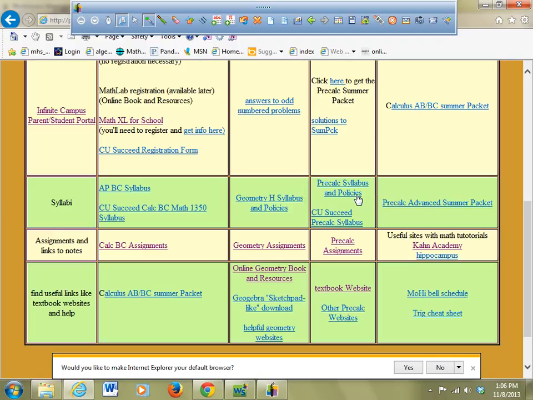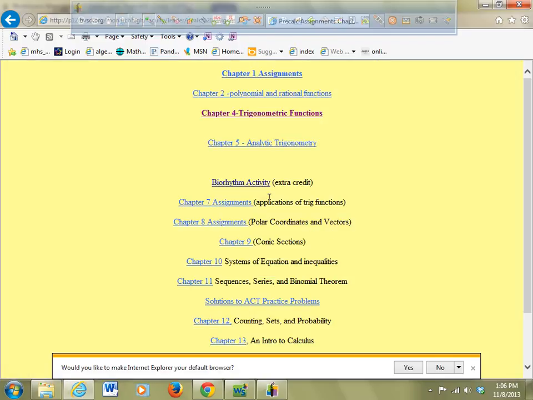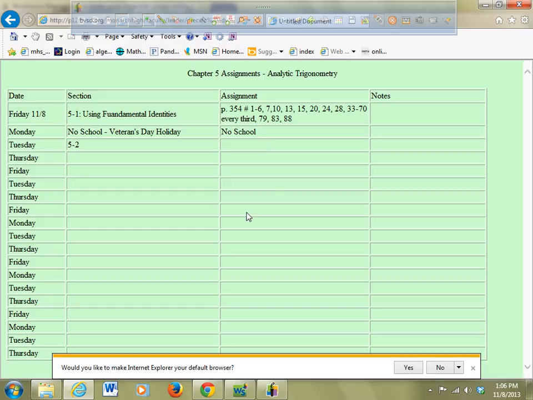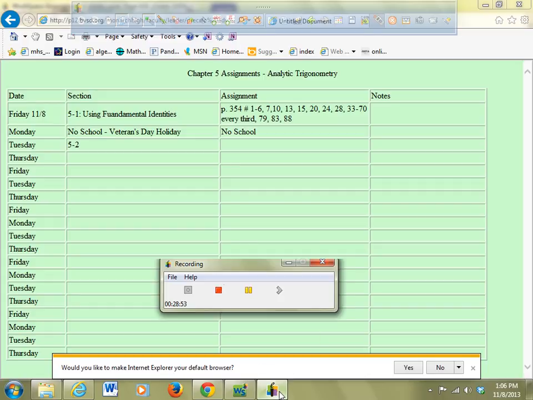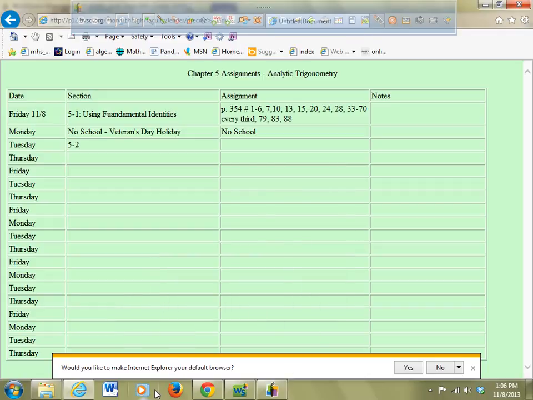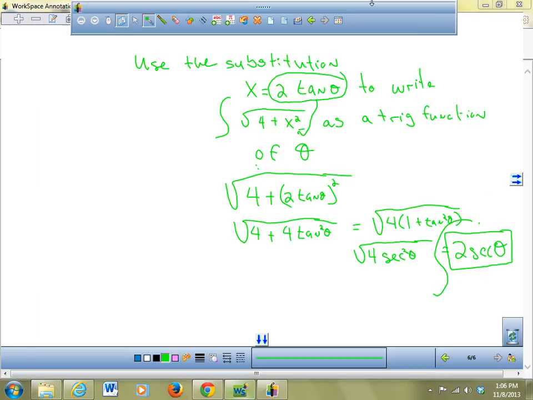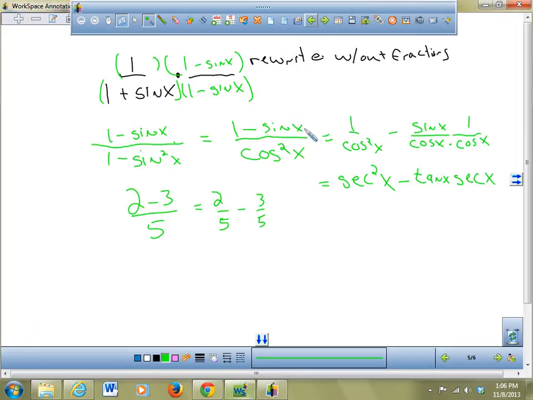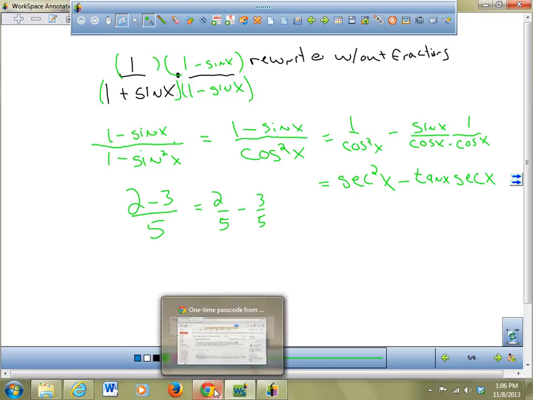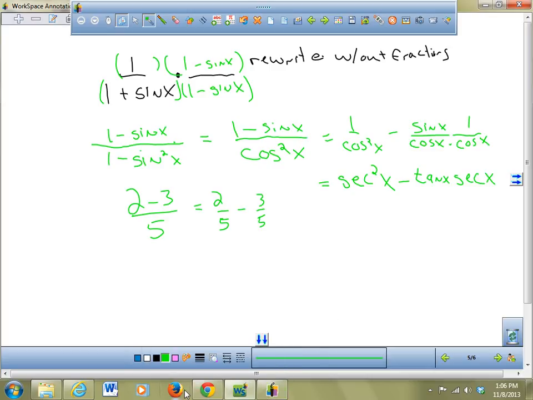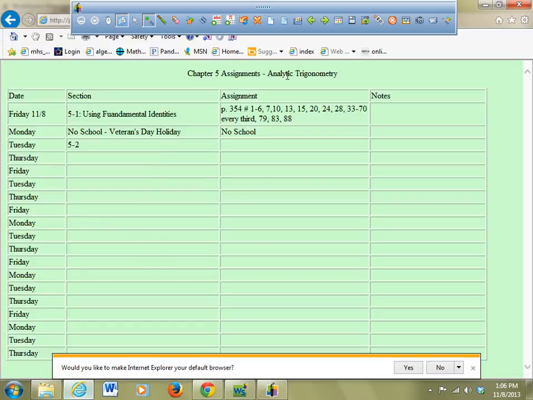Index. Pre-calc assignments. As you can see, I now have a chapter 5 page, which is not very updated yet. But whoops. So you can see that homework. Where did it go? I wanted to copy that. Okay, let me try that again. It was in here, right? No, it's here. No, keep going over. That one, yeah. That one. There it is.